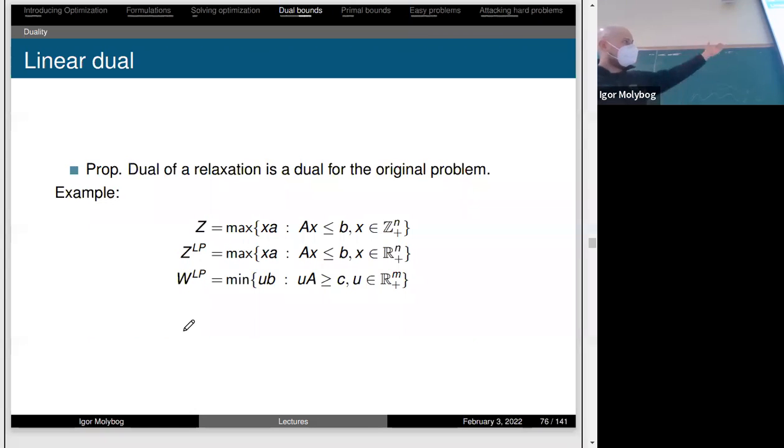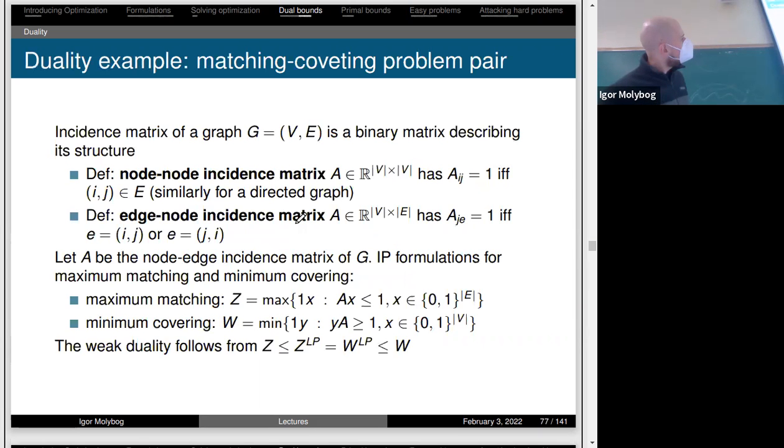So if we use this proposition and apply it to the question regarding matching and covering, we will be able to write down our matching and covering problems as integer programming problems, and then dualize them and apply the previous proposition. So let's write them down as integer programming problems.